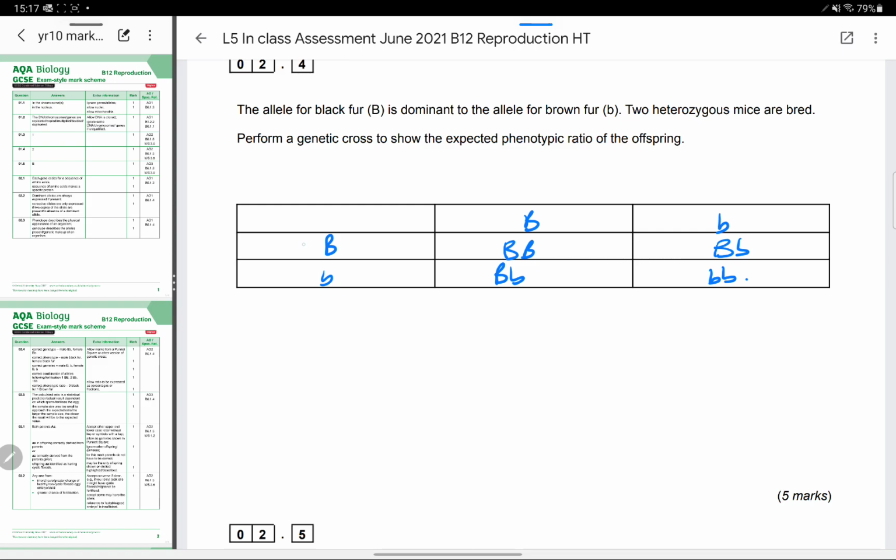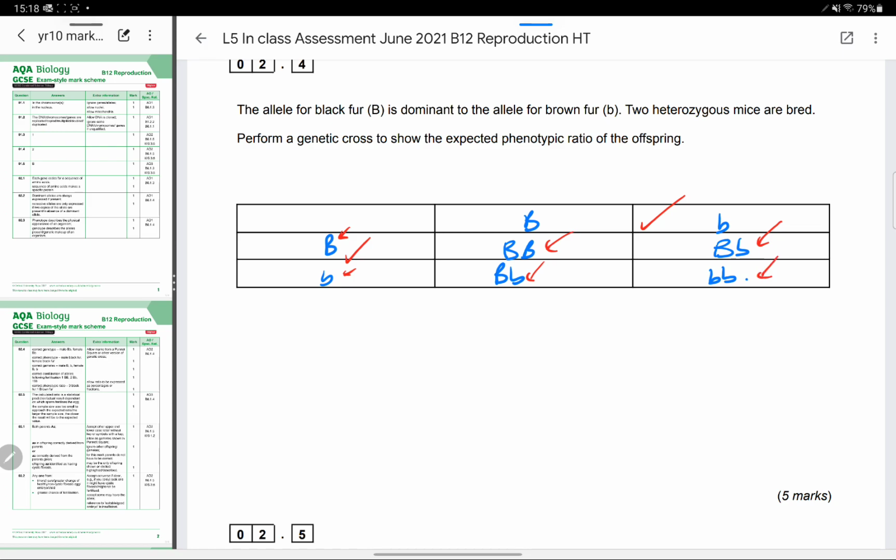Now, let me just show you how these marks work. You get a mark here for getting the correct genotypes, big B, small b, both times. You get a mark for separating them out for the cross. So the 2 options that big B, small b could donate are a big B or a small b. So you've already done 2 marks. And then if you get the cross right with the big B's, you get another mark. So you're on to 3 just by doing the cross.